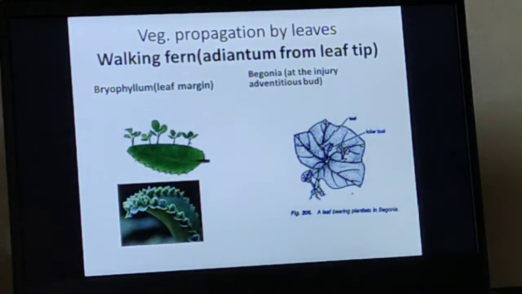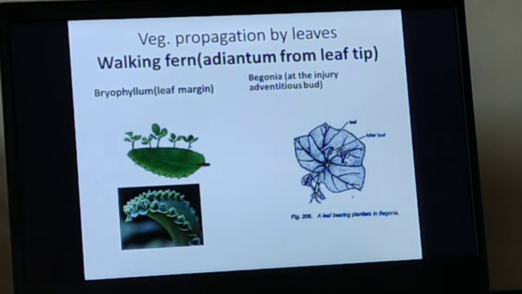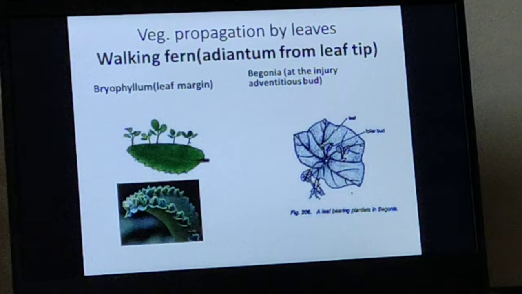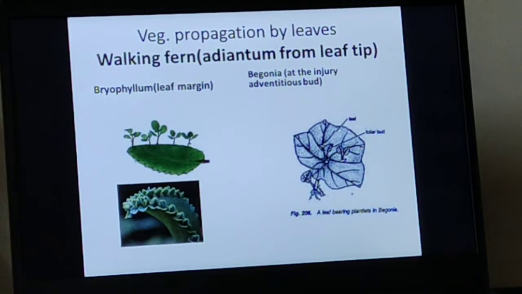In the walking fern, the scientific name is adiantum. This adiantum species, what happens? Why is it known as a walking fern? Because here it is the leaf tip, not the leaf margin.